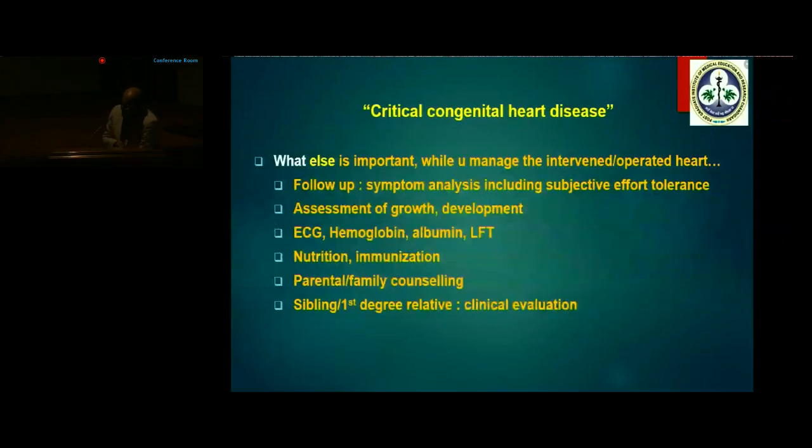So what else is important, especially for the physicians? It is very important for you guys, when you follow these babies as an adolescent or adult: analysis of the symptoms, subjective and objective assessment of the effort tolerance, assessment of growth and development, basics like ECG, what is the liver function, what is the albumin, what is the nutrition, what is the hemoglobin, what is the status of immunization, and family counseling, especially the occupation and social aspects. And it's extremely important to screen the siblings as well as first-degree relatives so that we can pick up early and manage early as required.